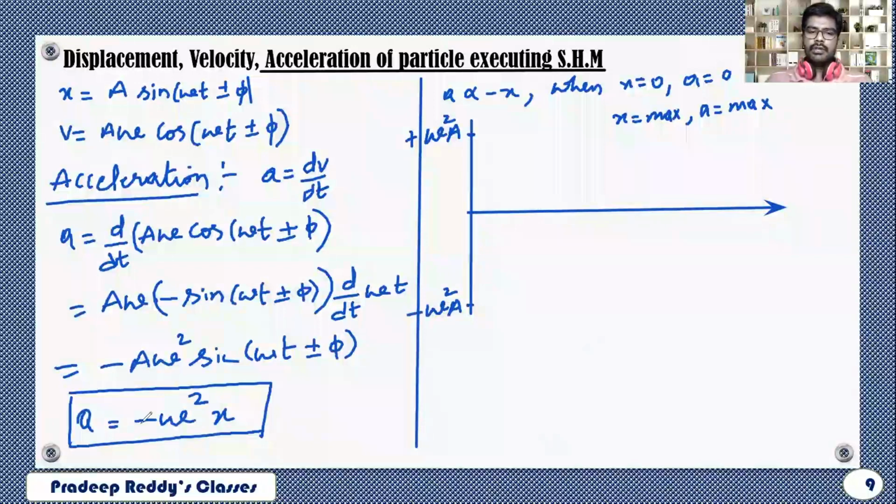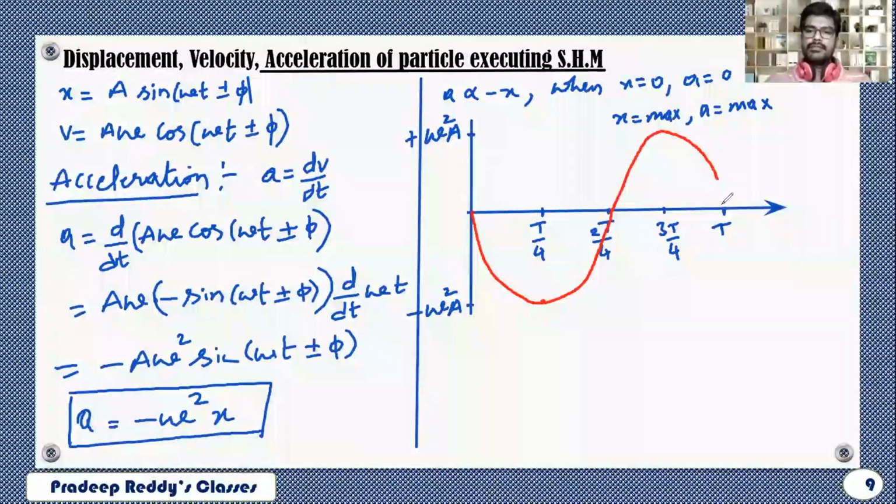Now, when x is equal to 0, a is equal to 0. So particle starts from 0. And this is T by 4, and it is 2T by 4, and this is 3T by 4, and this is capital T, time period. So particle starts from 0, mean position. So as x is positive, a will be negative. Therefore, you will be getting a graph like this. And from here, it goes to this value. And then from here, it goes to this value. And then from here, it comes to this position.